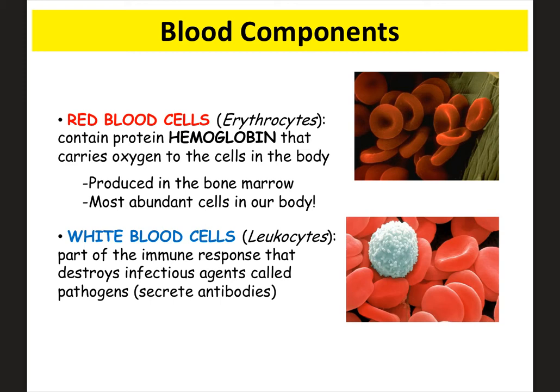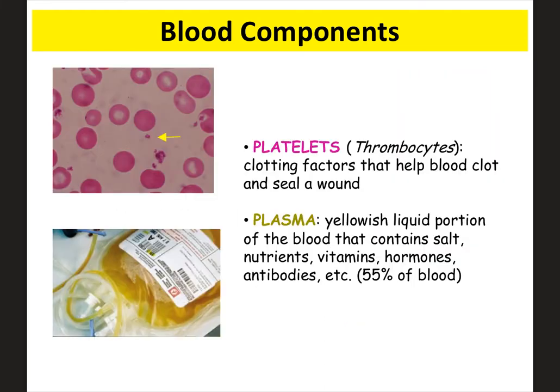They're part of your immune response, and they're responsible for destroying infectious agents. They're going to be secreting antibodies. If you look at the picture over here, they kind of look like a fluffy cotton ball. So those are the first two components of blood. Then we have the platelets. Platelets are also known as thrombocytes, and these are the clotting factors that are in the blood.